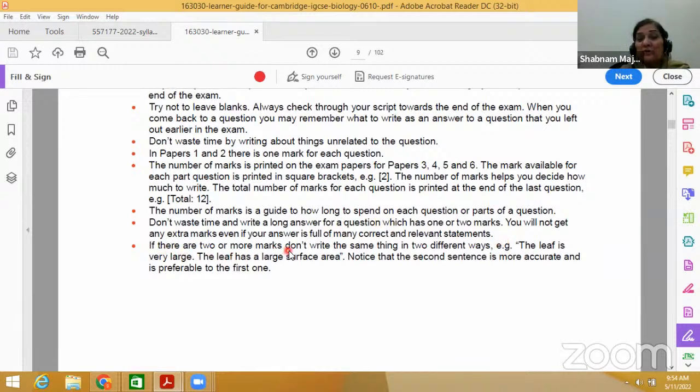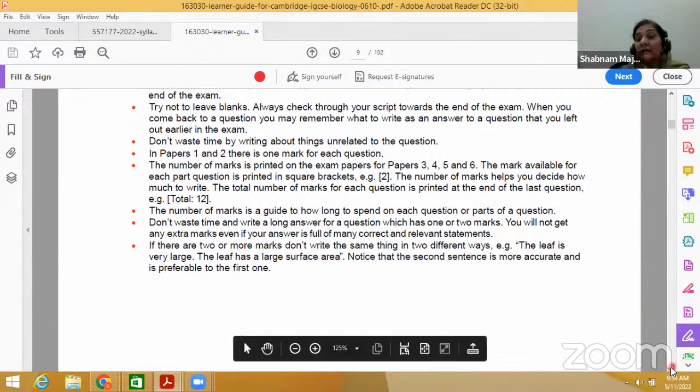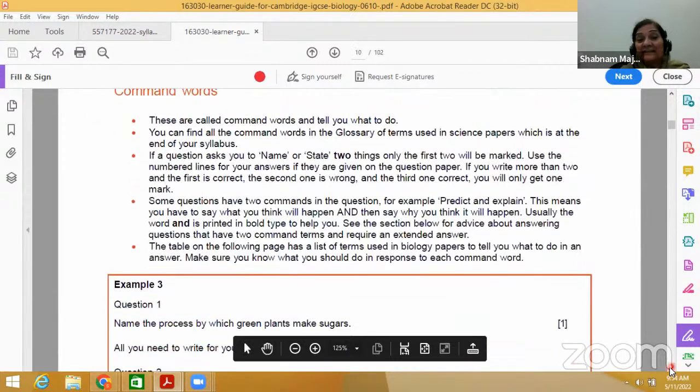Now, if there are 2 or more marks, don't write the same thing in 2 different ways. For example, the leaf is very large. The leaf has a large surface area, same thing. Large, or large surface area, more for the light absorption.